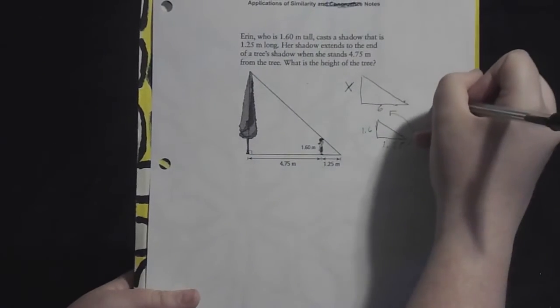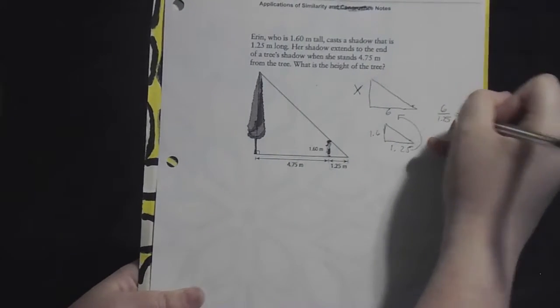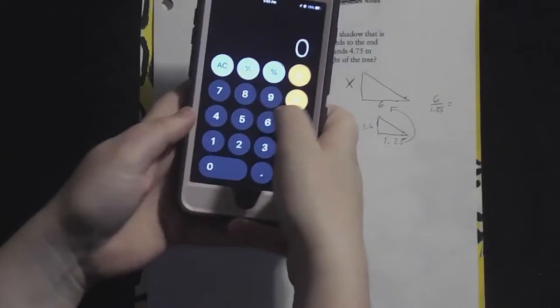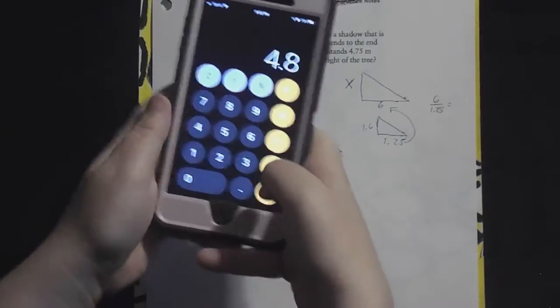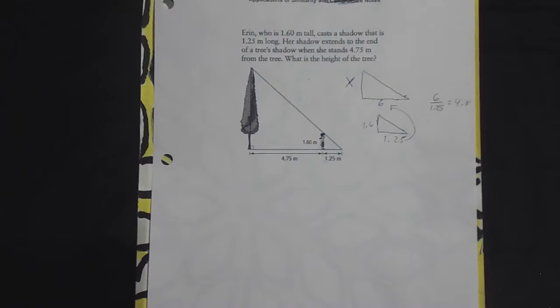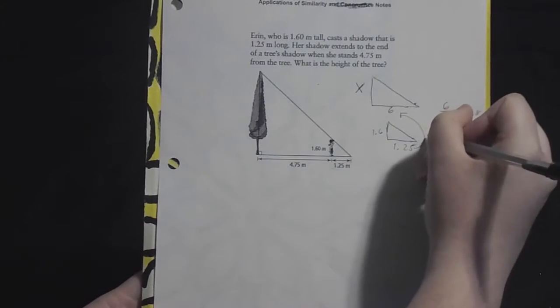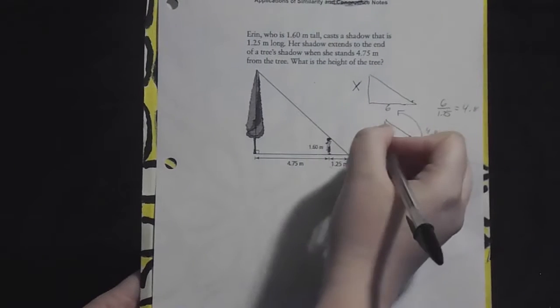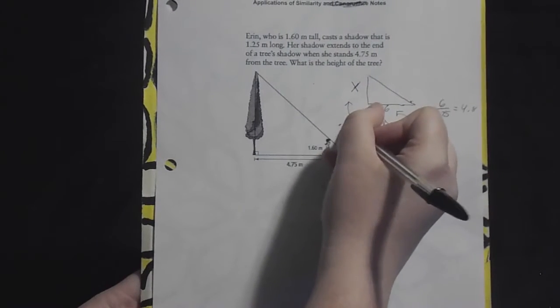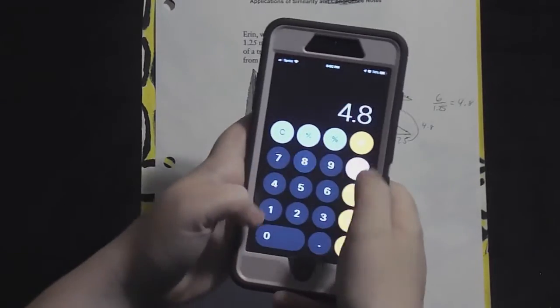To figure out how I do that, I do 6, the second one, divided by 1.25, the first one. And when I do that in my calculator, I get 4.8. Which means, to go from here to here, I multiply by 4.8. Which means to go from here to here, I need to multiply by 4.8. So, 4.8 times 1.6, which is her height, is 7.68.